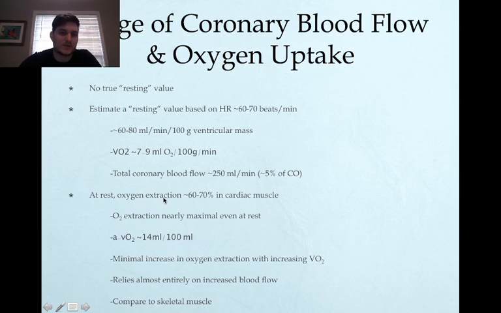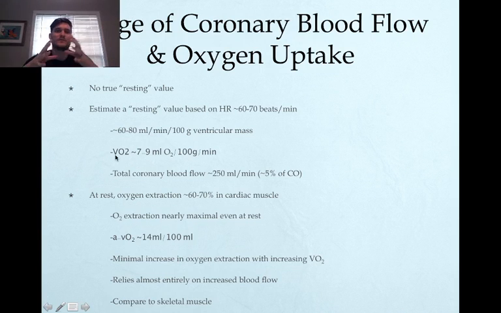At rest, oxygen extraction is 60 to 70% in the cardiac muscle. So it's near maximal even at rest. And so this max for AVO2 difference can be sometimes 16, 17, 18 milliliters per 100 milliliters of blood. So here lies the problem. Because, again, when you talk about VO2, that could be regional. It doesn't have to be overall.